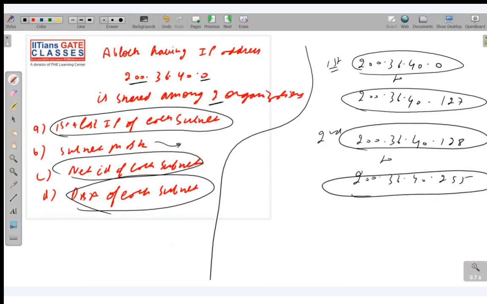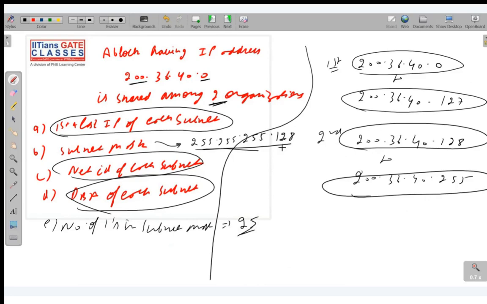The subnet mask will be class C, right? So first of all write for class C 255.255.255. Now for two organizations, that means 1 bit we have borrowed, so it will be 128. Any doubt? No, sir. Okay, and they can ask the number of ones in the subnet mask. It will be 25. And they can ask the number of ones in the net mask. Net mask, obviously 24 ones.